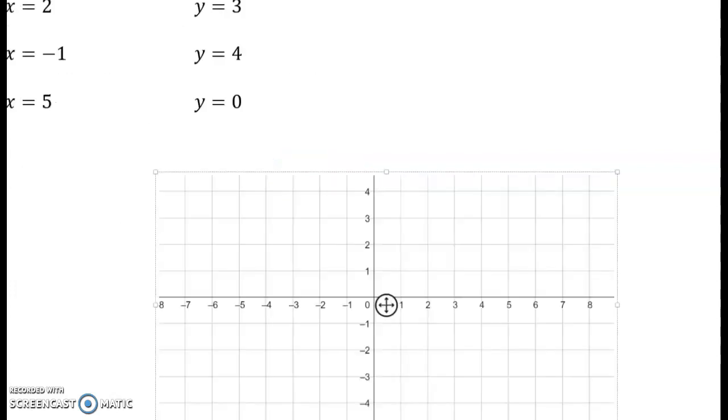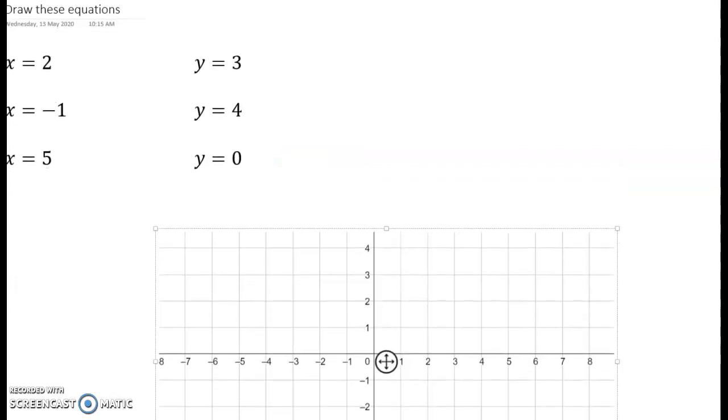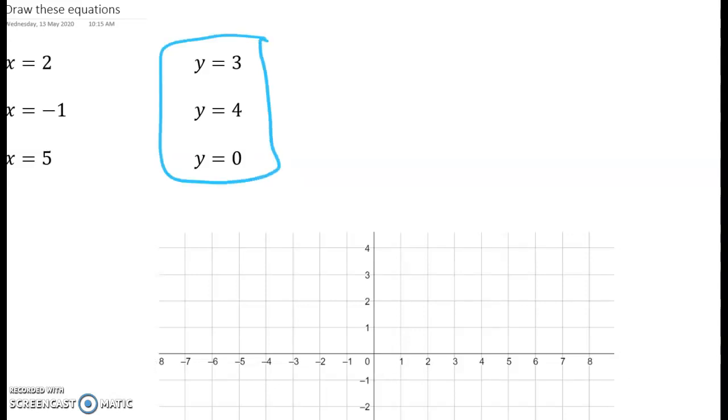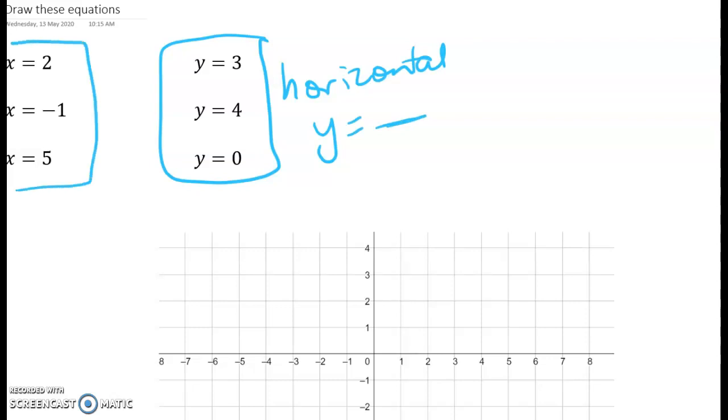So let's do some practice at these. Okay, I want you to pause the video here, and in your book just draw up a grid, and then we're going to go through and do these lines. So first identify which ones are horizontal and which ones are vertical. Okay, so these lines are all horizontal lines because they're in the form y equals some number. These ones here are the vertical lines.